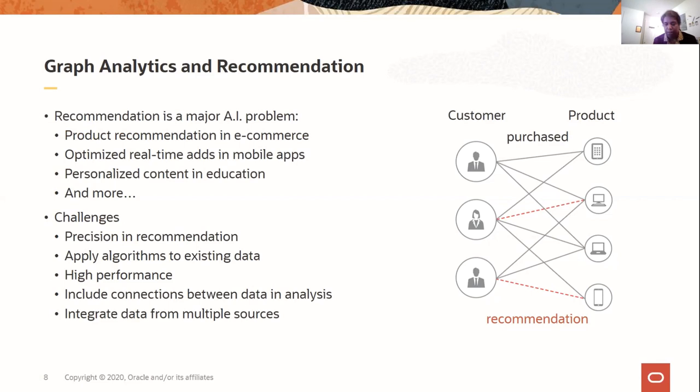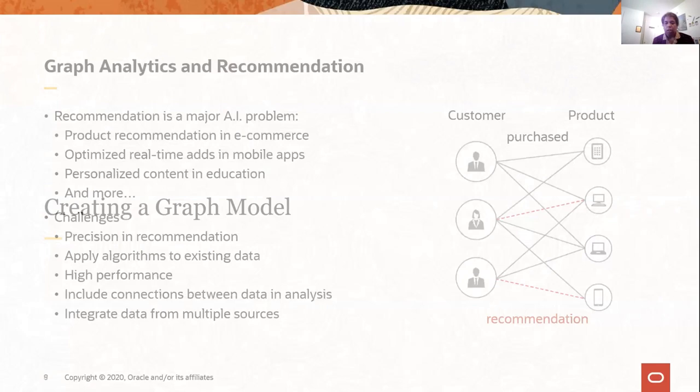Some of the challenges we have in recommendation systems is that you need to have a high level of precision. I still find it annoying when I'm watching YouTube and I get recommendations that I really don't care for. And you want to be able to apply algorithms to existing data. You don't want to spend a lot of time converting data into a specific format for the recommendation systems. You want to be able to apply algorithms to data that you have as is in your system. And of course, it all has to work high performance and have the ability to integrate data from multiple sources. So let's look at, in this session, primarily how you can build a recommendation system using graphs.